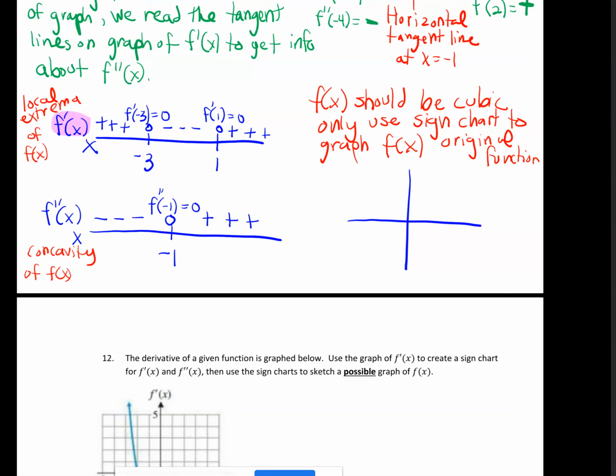Okay, so let's go locate those. We don't know exactly where it is, but we know they're going to happen at these points. So the local max, let's over-exaggerate it and put it up here. And the local min, we're just sketching possible graphs, so we're just going to put it down there. And I'm just going to label those.